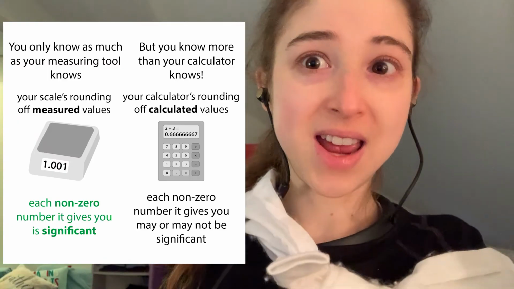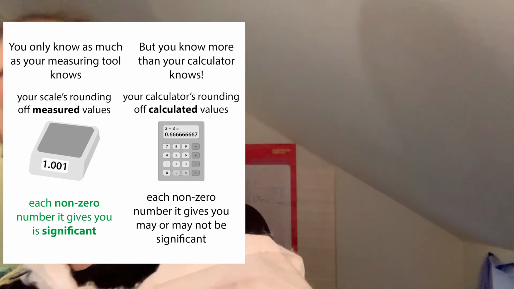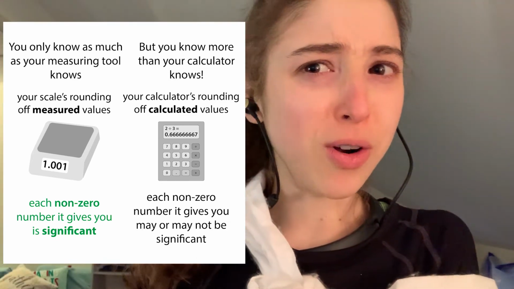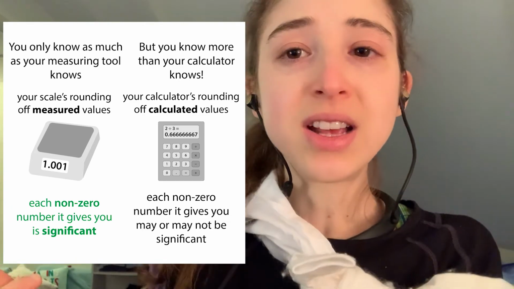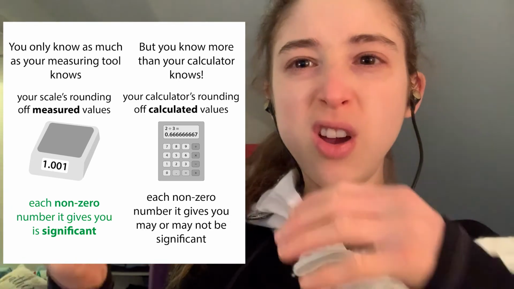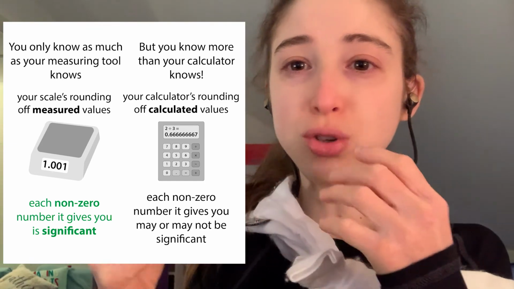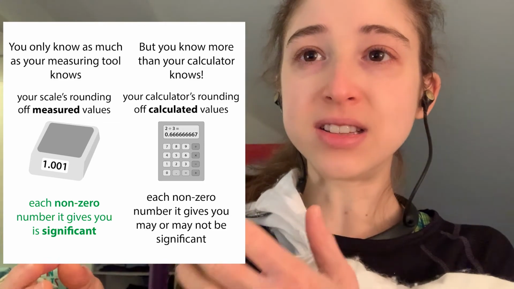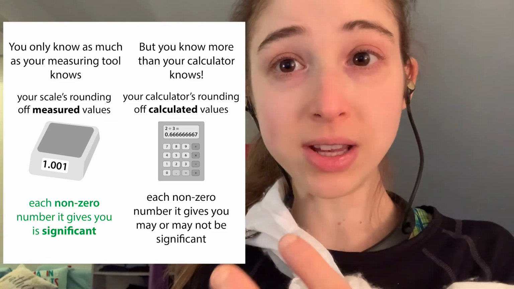Like if we divide 10 by 3 and we get 3.3333333, does that really mean that we know more than if we divide 10 by 2 and just get 5? So basically, there are rules that we can use to know when numbers matter and where to round. And this depends on whether we're measuring values or whether we are calculating values.